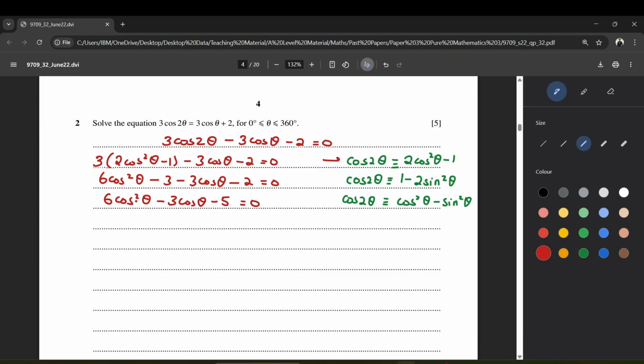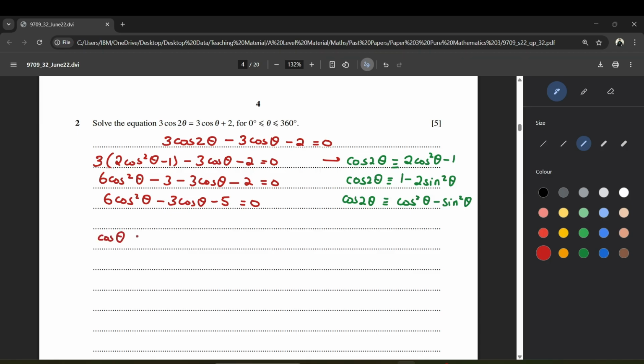So the factors that we need are of 30. Okay, 6 times 5, that will be 30. So we know that 1 times 30 is 30. 2 times 15 is 30. 3 times 10 is 30. And 6 times 5 is 30. But none of those factors will give you a minus 3, right? The sum of those factors will not give you minus 3. So that means that we have to use the quadratic formula.